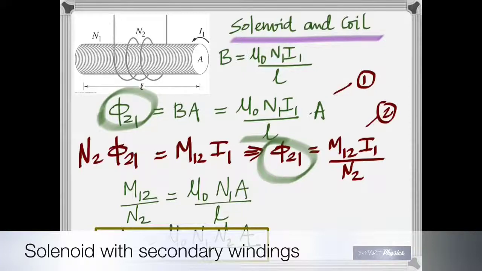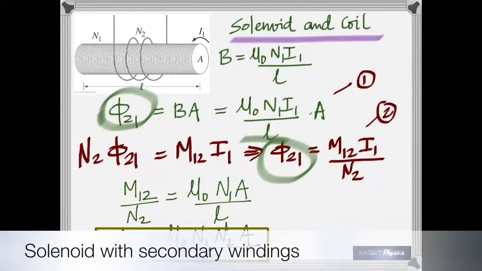And let me ask you this. Does the mutual inductance depend on the current flowing? The answer is no, because this formula does not have current in it. The mutual inductance depends on the geometry of the coils. As you can see, the number of turns in both of them, the area of cross-section, and the length.